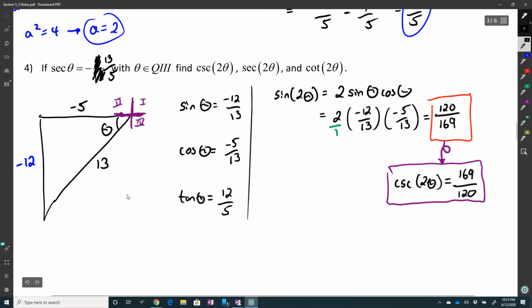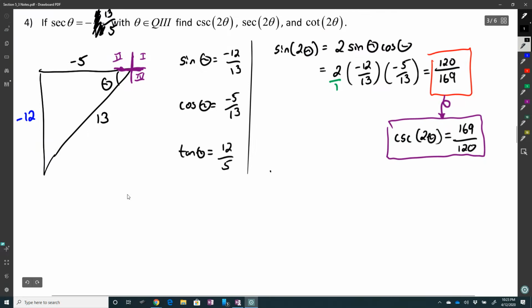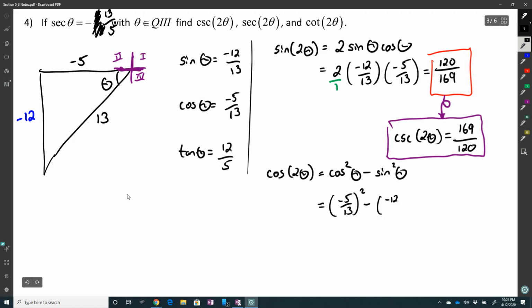Now I go to the secant, and I'm going to do the cosine. And I'm going to flip that one. So cosine of 2 theta is just cosine squared theta minus sine squared theta. So 25 over 169 minus 144 over 169. When you type those in your calculator, you get negative 119 over 169.